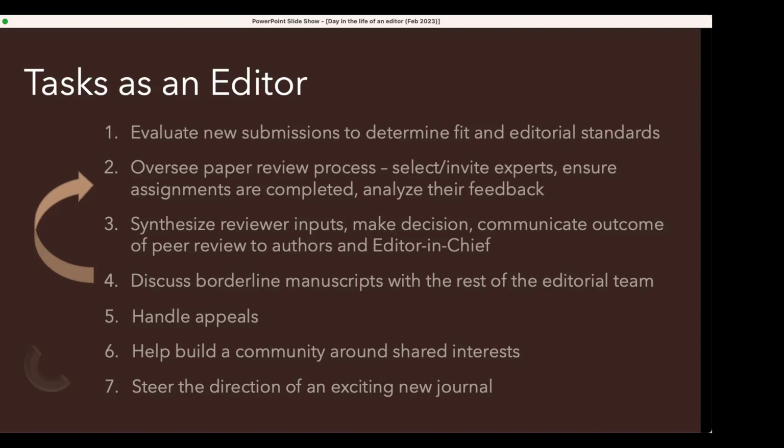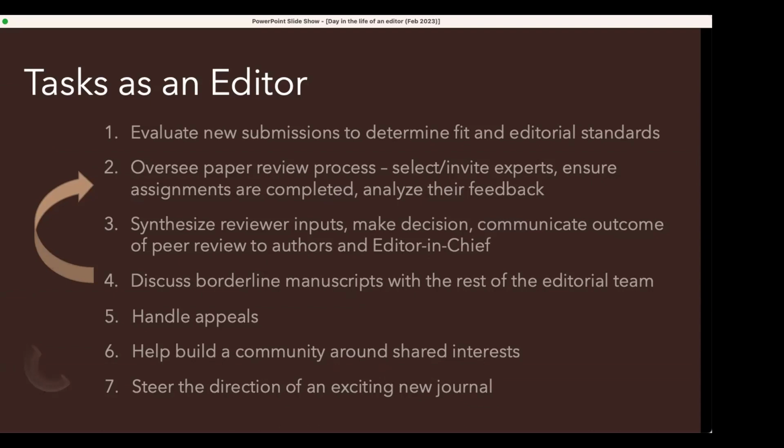There's also the work of helping to build a community around shared interests. As you know, for our journal, there's a lot of different activities that are involved, like the tweet chats and the podcast.